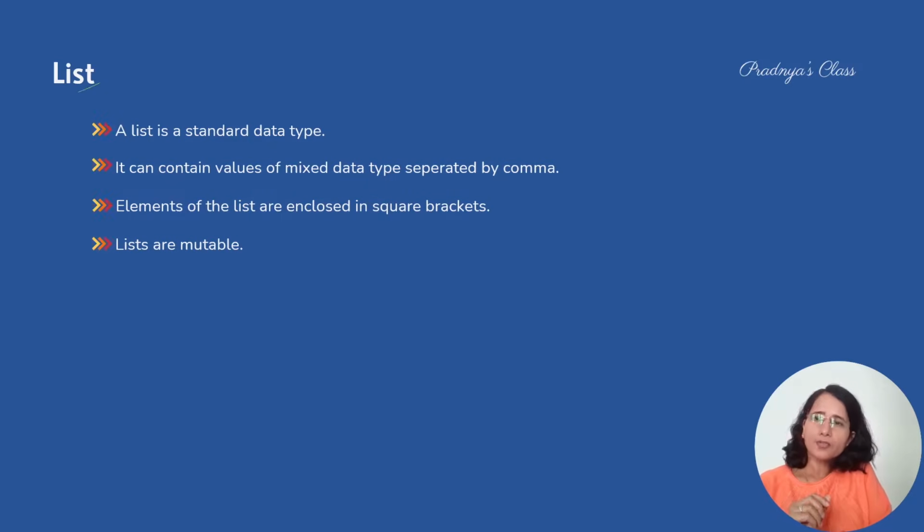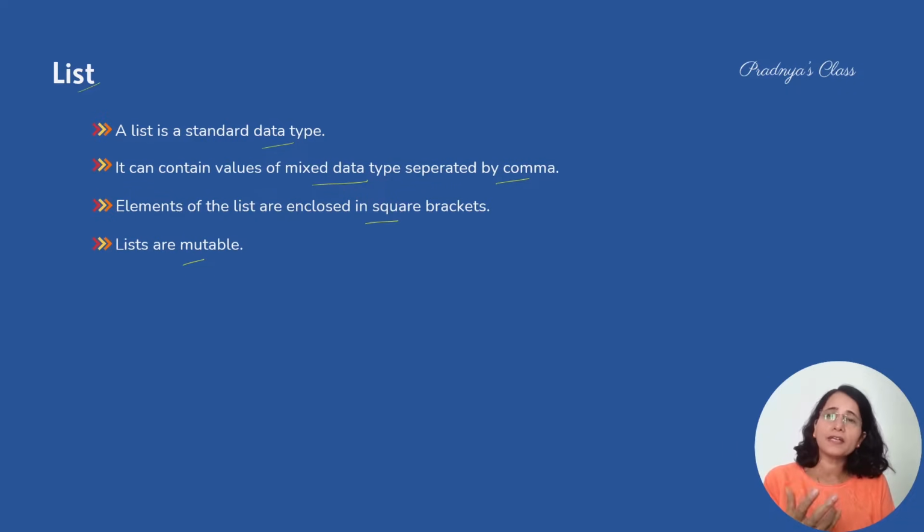List is also one of the data types provided by Python. It contains mixed types of data which are separated by comma, and the elements of the list are enclosed in a square bracket. One thing we can note down about the list is lists are mutable. Mutable means we can change the content of the list in place. When we change the content, a new list doesn't get created.